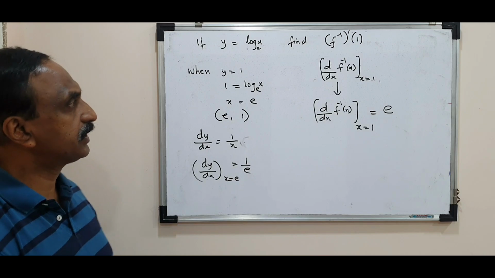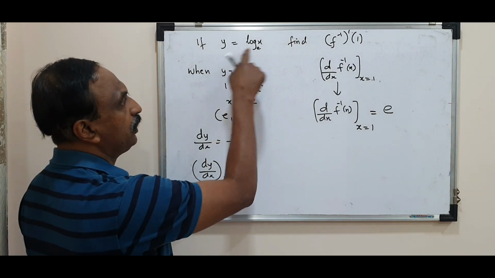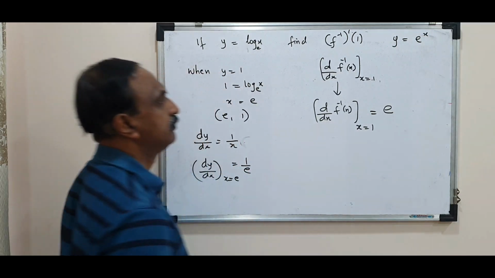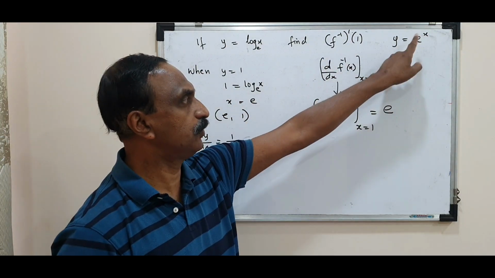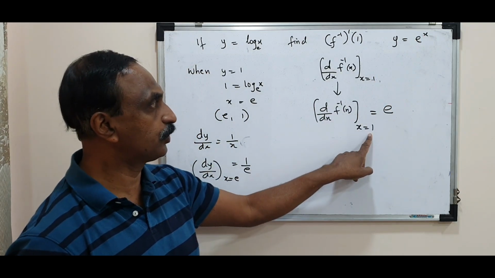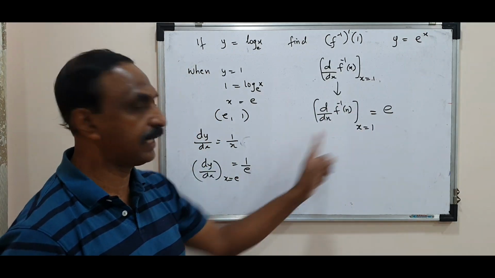To make you understand this, let me draw the graph. First of all, the inverse function of this is e raised to x. What will be the derivative of e raised to x? e raised to x only. Derivative of e raised to x at x equal to 1, how much will be? e. You can see both are tallying.